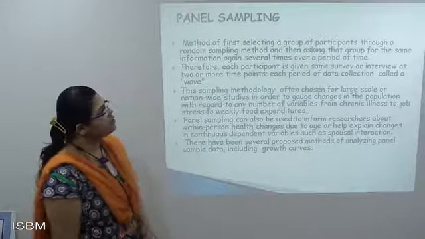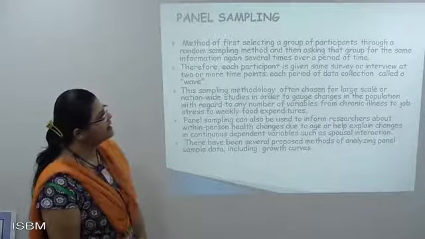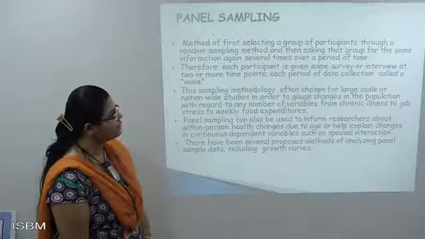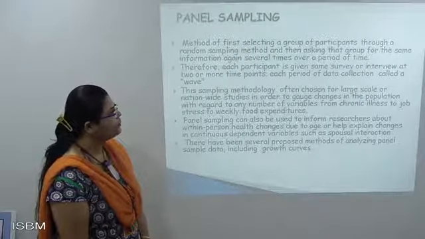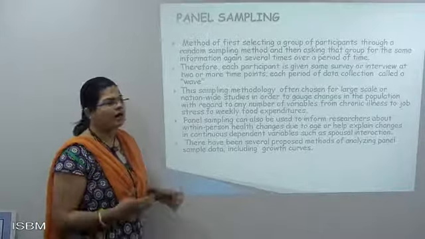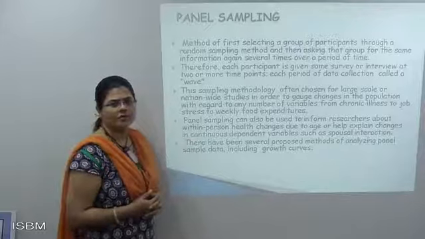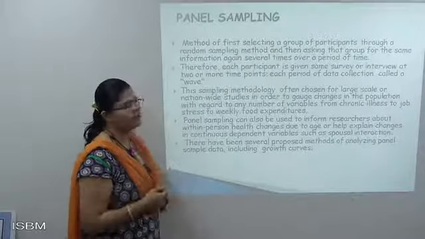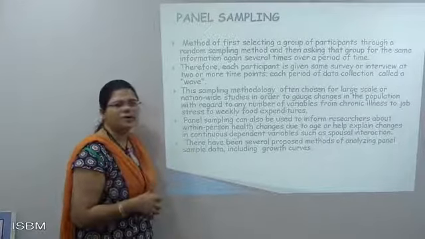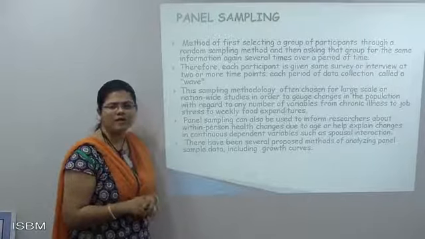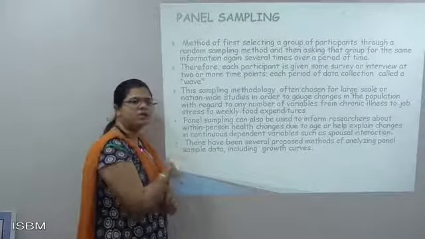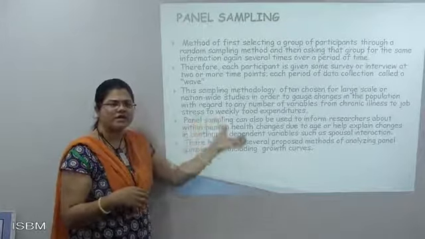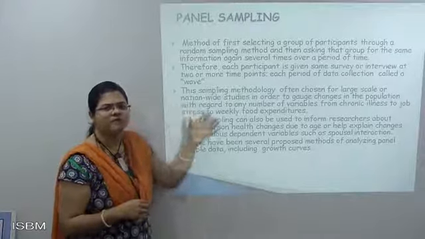The method is first selecting a group of participants through a random sampling method, and then asking that group for the same information again several times over a period of time. Each participant is given the same survey or interview at two or more time points, and each period of data collected is called a wave. Here it is a type of random sampling, so it comes under probability when panel sampling is related. You can randomly form a group, give certain questionnaires to that group, and wait for the answers. The same question is given to the other group also, and you wait for the answers. Whatever answers you get are collected in waves from each and every person.